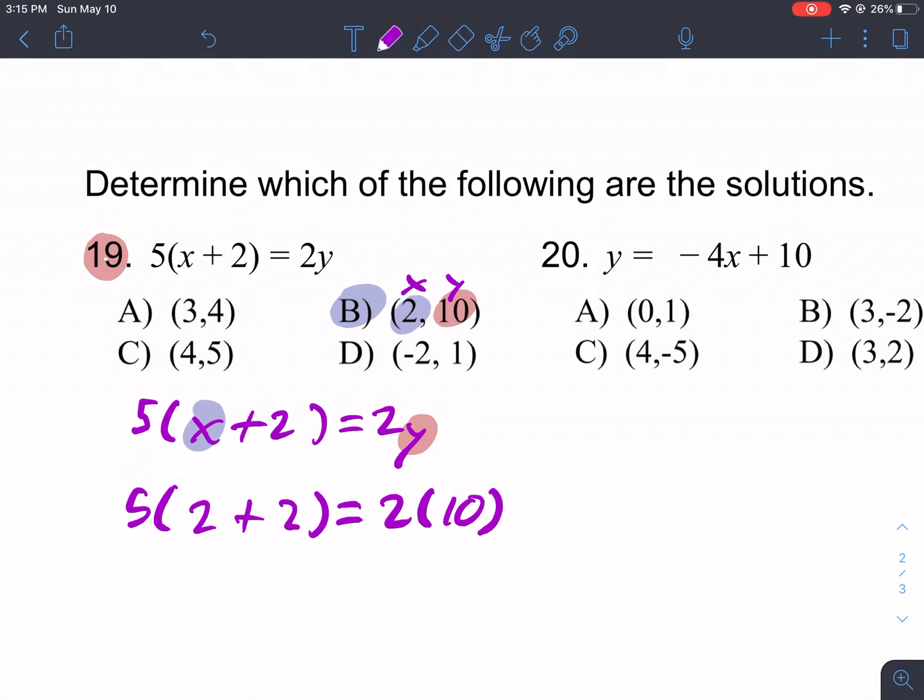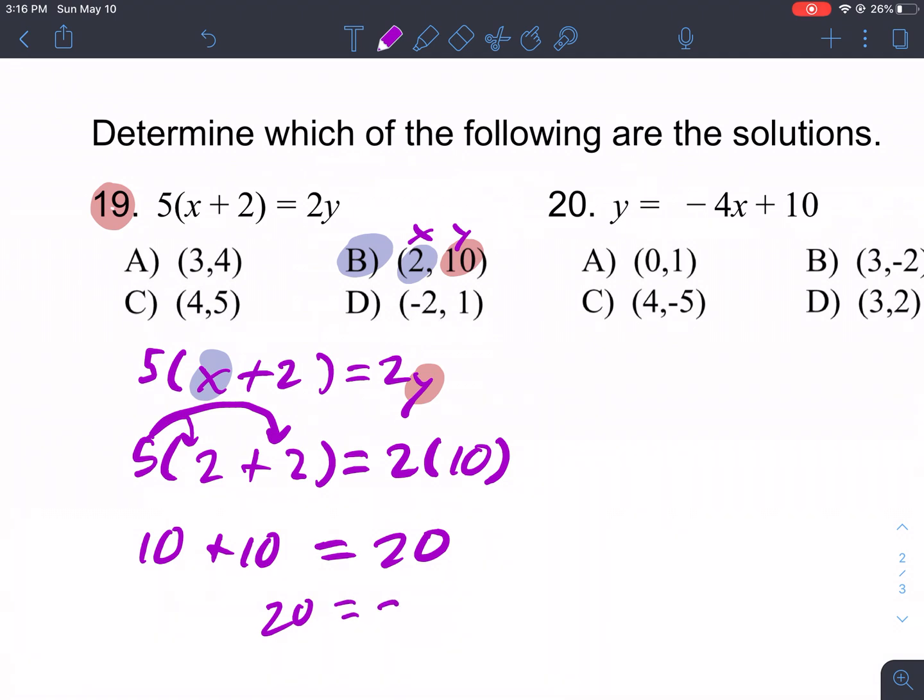Now, I'm going to distribute that, right? 5 times 2 is 10 equals, and that's 20, right? Well, 10 plus 10 is 20. Well, 20 equals 20, so I guess really well.